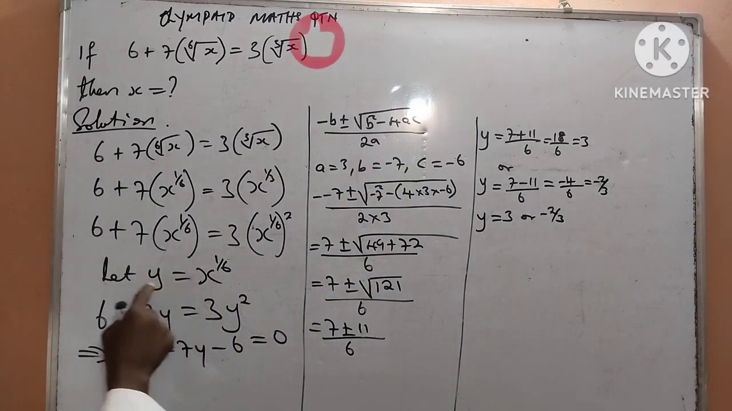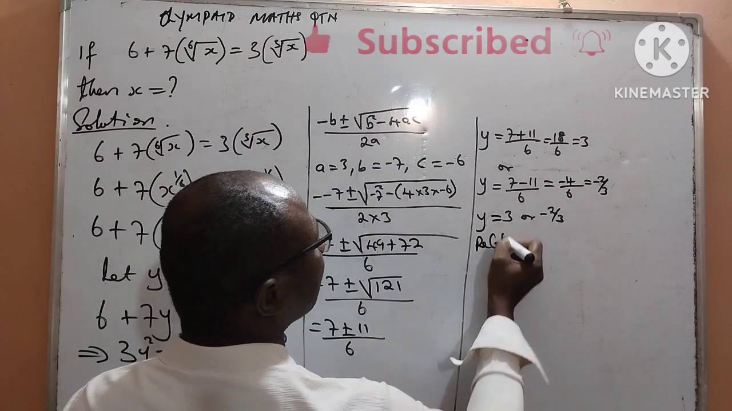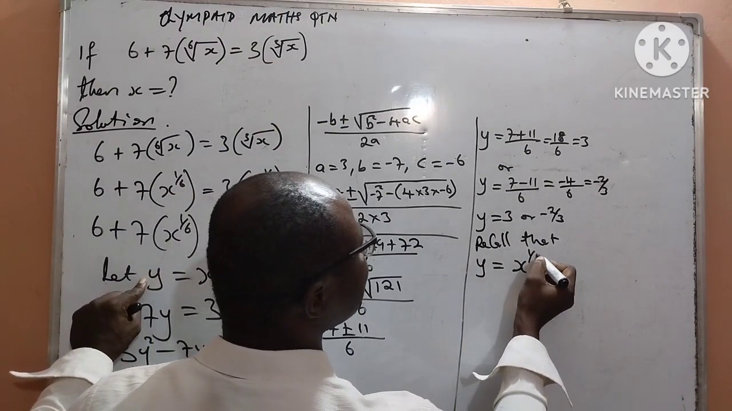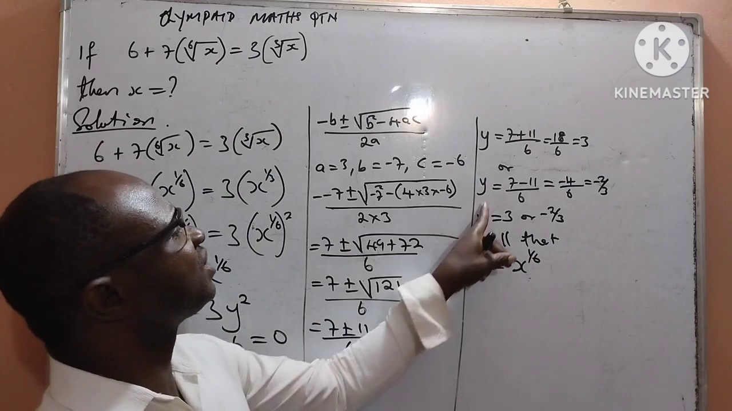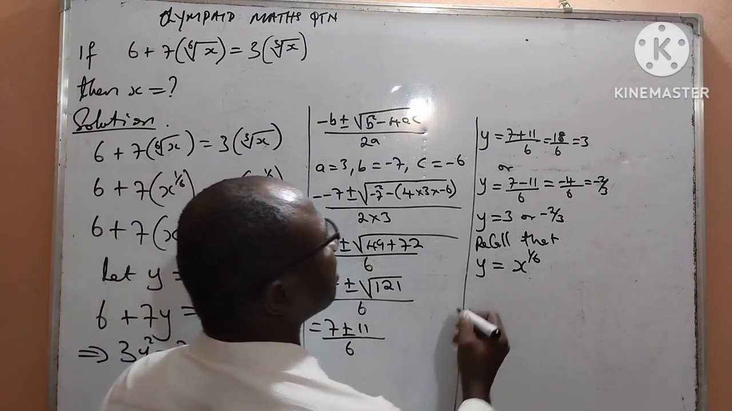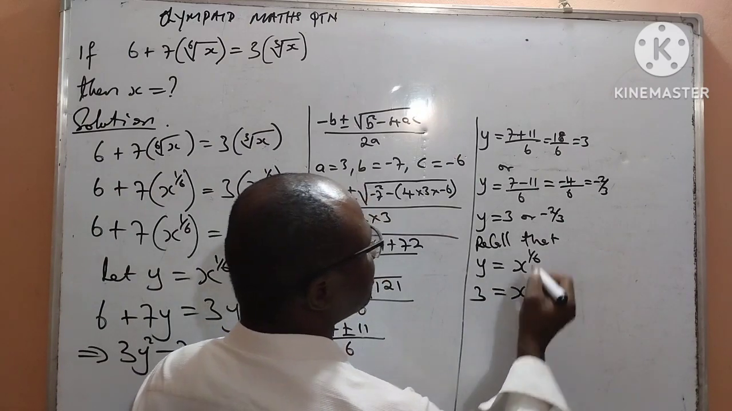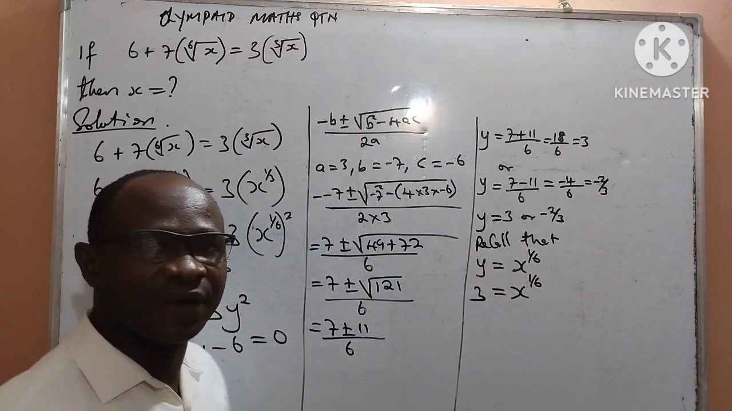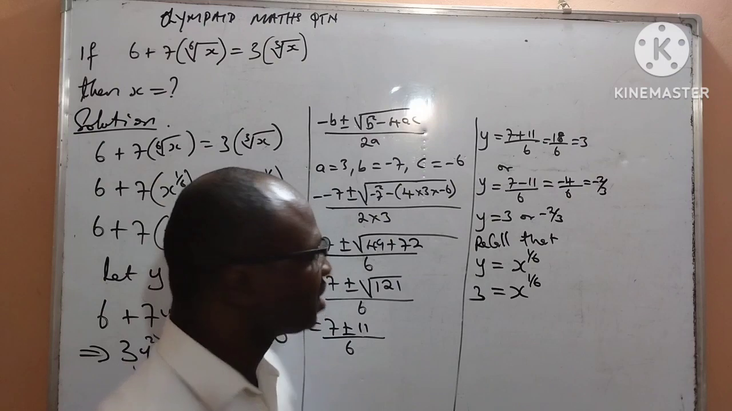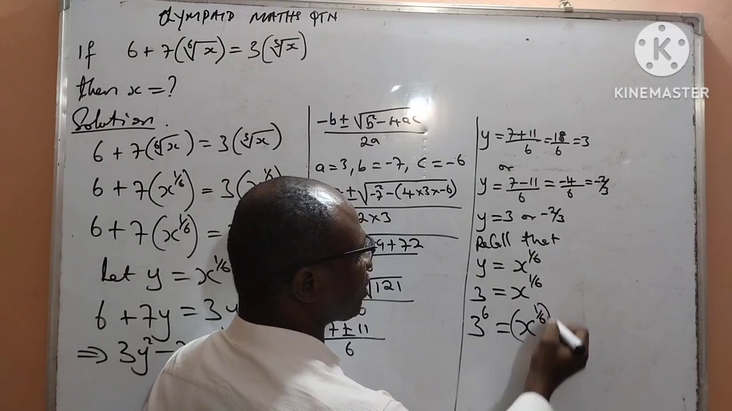Therefore, we go back there. We got it here that y is equal to x raised to the power 1 over 6. Meaning that anywhere I see y, for the first case, I will make use of 3. Therefore, I can now say that when y is 3, I will have x raised to the power 1 over 6. Now, to get the value of x, I will simply raise both sides to the power 6. That means that 3 raised to the power 6 is equal to x raised to the power 1 over 6, also raised to the power 6.